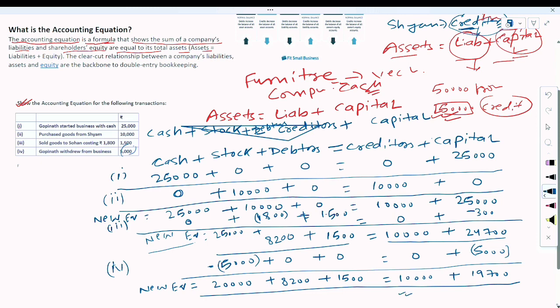So this is the concept of the accounting equation. In the next video we will learn more problems related to the accounting equation.